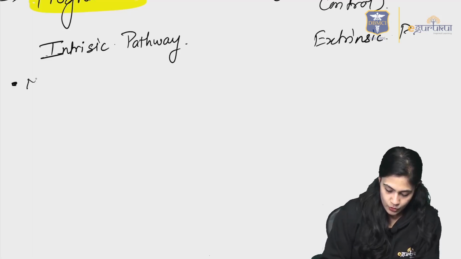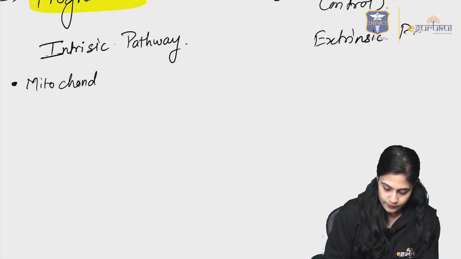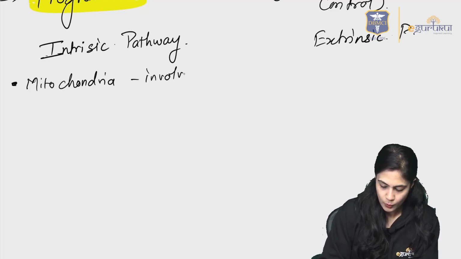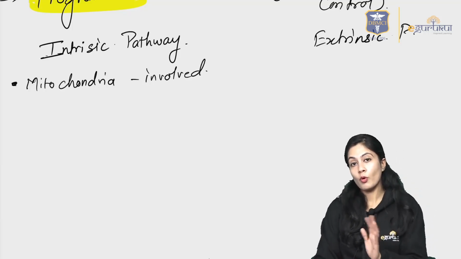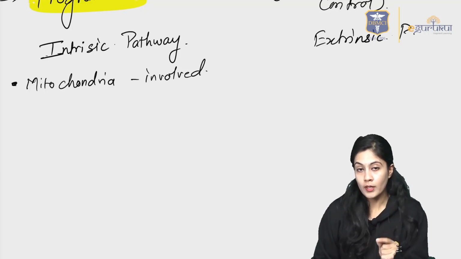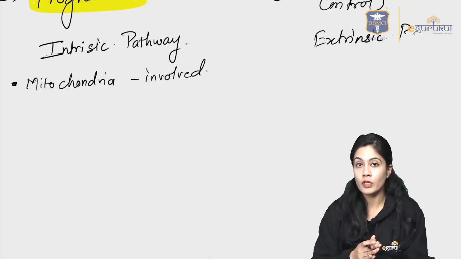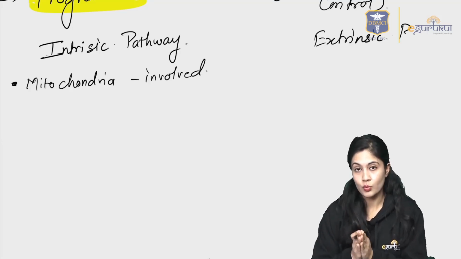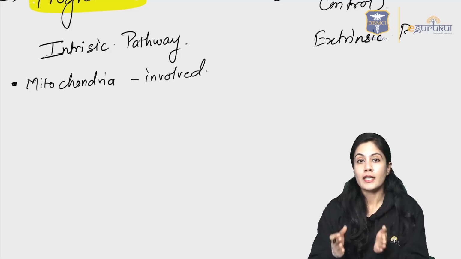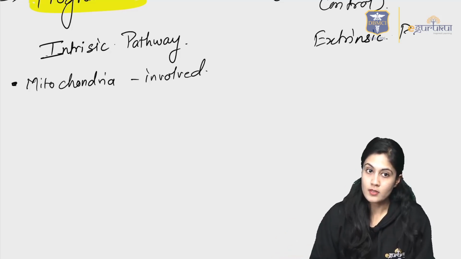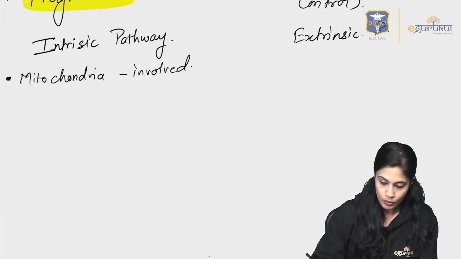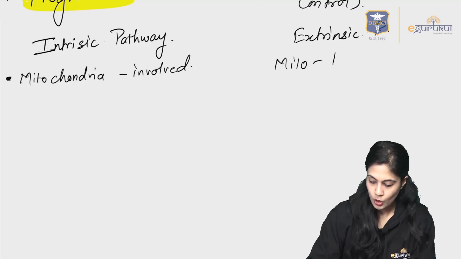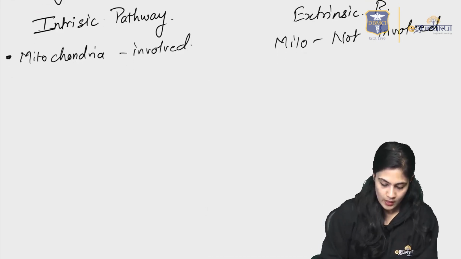Now in the intrinsic pathway, you should know the mitochondria is involved. First point should be that the mitochondria is involved. Always remember, if there are two or more pathways, you should know the two different ways and how you can differentiate between the two, and what the similarities between these two are, because this can be a question: explain the two pathways of apoptosis, intrinsic and extrinsic, compare and contrast, for 2 or 3 marks, right? You should know that mitochondria is involved, whereas the mitochondria is not involved in the extrinsic pathway, right?